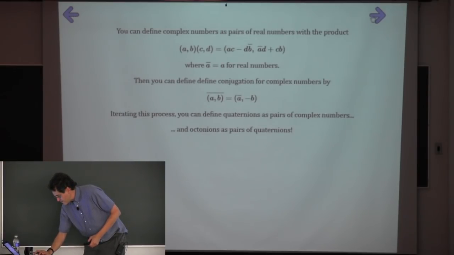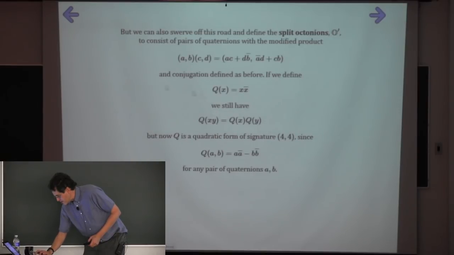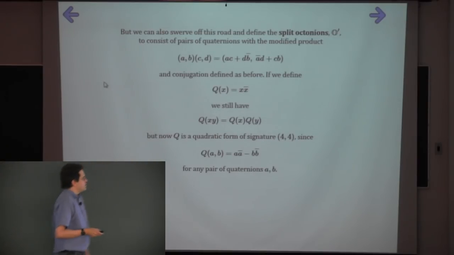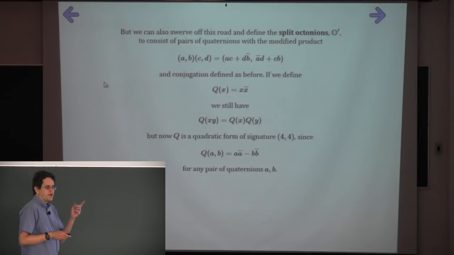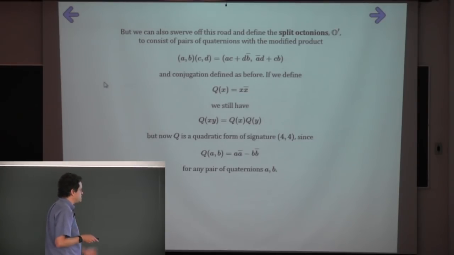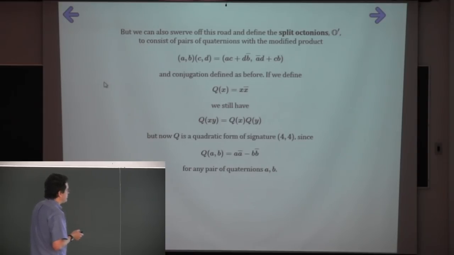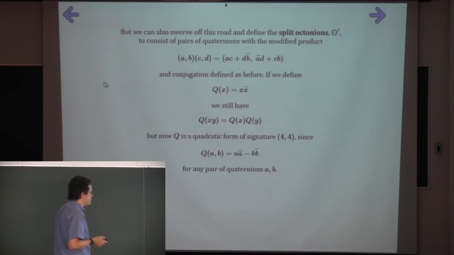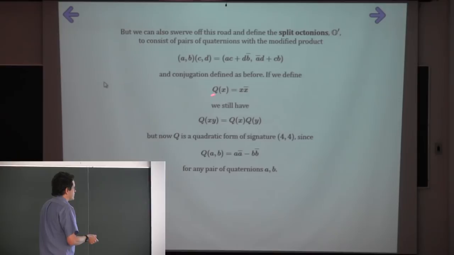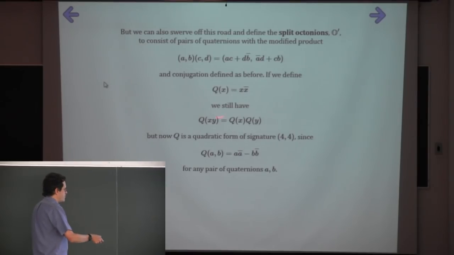If you change that to a plus sign, that's the only difference, you can define what are called split algebras. So if we start with the quaternions, for example, and we give them this other way of multiplying, we get something called the split octonions, O prime, and we can define conjugation the same way, and we can define this quadratic form, x times x bar, the same way. And this quadratic form will still get along with multiplication in this manner.